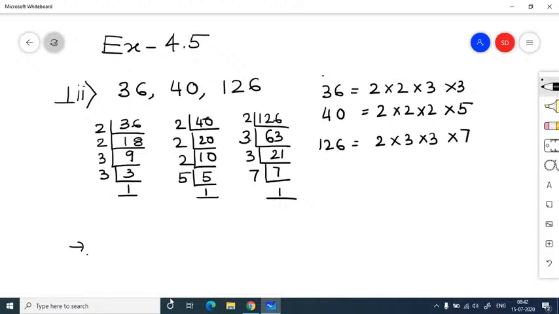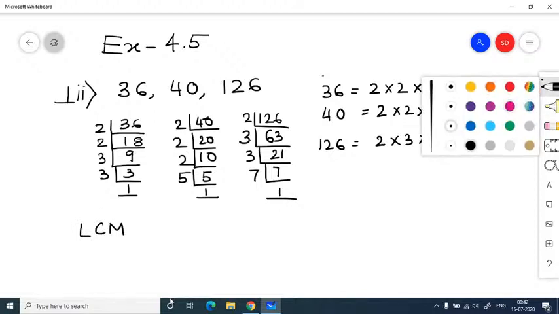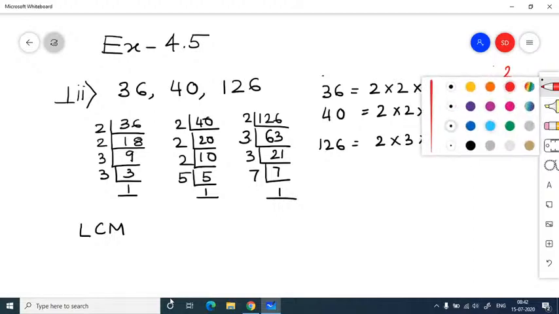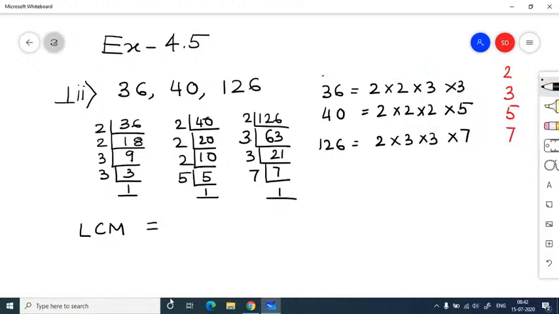Now let us see what are the different prime numbers that are there in all these numbers. That will be my LCM. So in the rough column you can do this: 2 is there, 3 is there, 5 is there and 7 is there. So I will write down all these numbers: 2, 3, 5, 7.